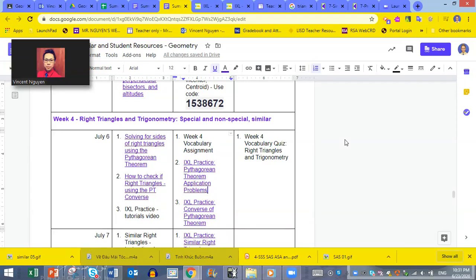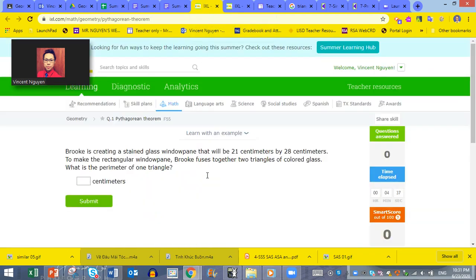Hi students, today I'm going to use IXL Practice to show you some problems with using the Pythagorean Theorem to do some application problems and to use the converse to check to see if a triangle is indeed a right triangle. So let's go ahead and start with the first one, which is using the Pythagorean theorem to solve application problems. In order to do this, you're going to need a calculator, by the way.